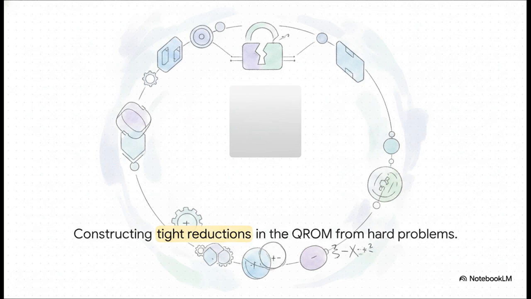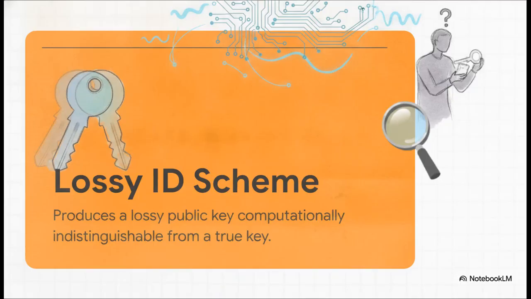A tight reduction basically means that breaking the signature scheme is exactly as difficult as solving the underlying, incredibly hard mathematical problem itself. There's zero wiggle room. The absolute heroes of our story here are lossy identification schemes. This is such a fascinating concept.